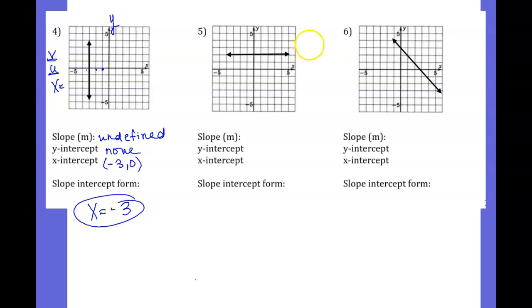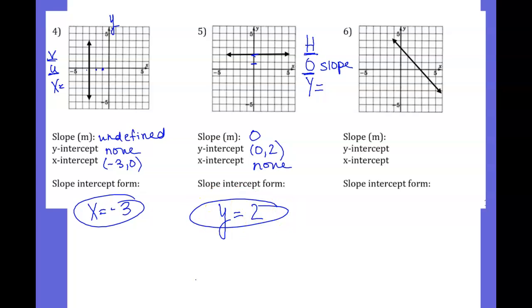Number 5 is a horizontal line, so that tells me to use HOI to help me out. So a horizontal line has a 0 slope. That's what that O tells us. It's really a 0. Okay, 0 slope. The equation of that line is y equals. Okay, but if I look at this, my y-intercept is at 2, so it's at (0, 2). And I'm never going to cross the x-axis here, so I've got no x-intercept. So my equation of the line would just be y is equal to 2.